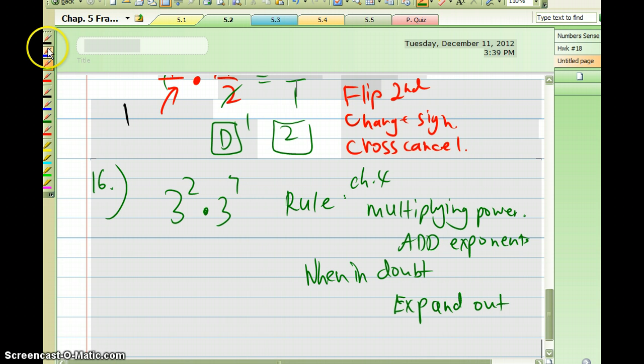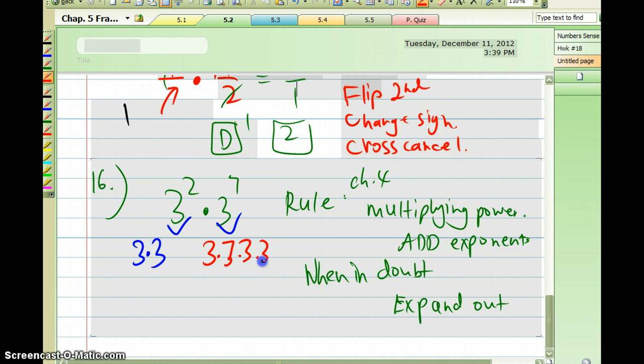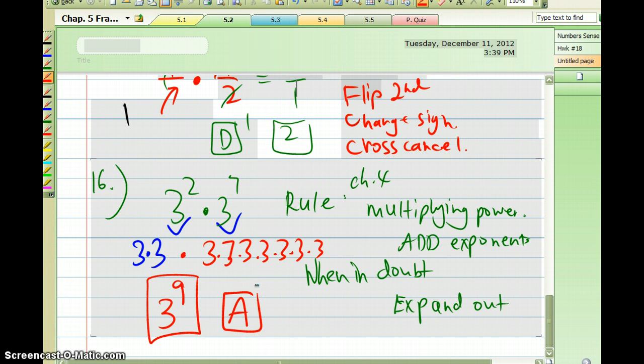So if I were to expand this out, here this would be 3 times 3. If I expand 3 to the 7th power, that means 3 times 3 times 3 times 3 times 3 times 3 times 3. And then if I'm timesing all that together, that just means I'm doing 3 to the 9th power. And if I look at my choices, I do see that as one of my answers, A. Or I could use a rule telling me to add the 2 plus the 7, still giving me the 9.